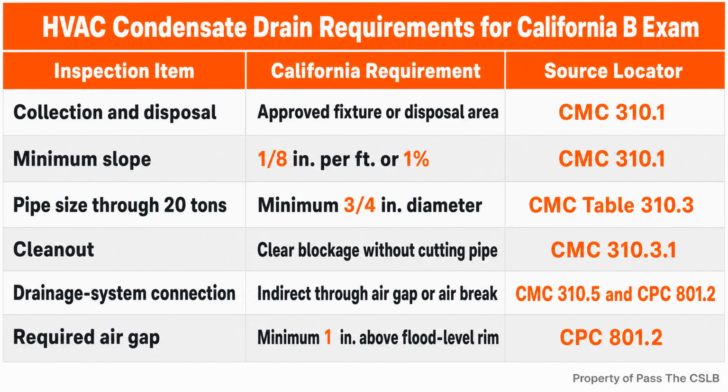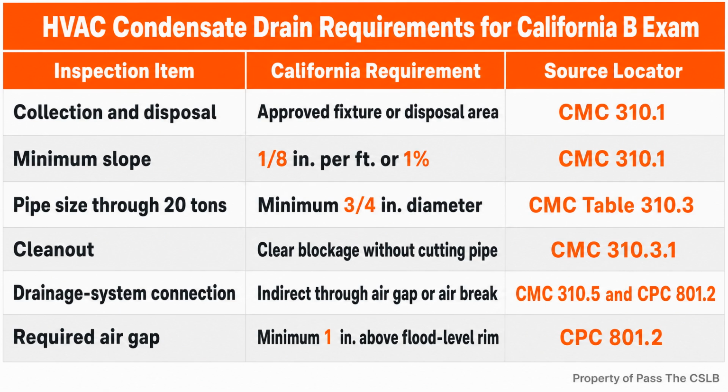I put the primary requirements together in one reference table because they work as a system. The normal drain needs an approved destination, at least 1/8 of an inch of fall per foot, a minimum diameter of 3/4 of an inch through 20 tons, an indirect connection when it enters a drainage system, and a cleanout that works without cutting. The required air gap dimension belongs in that same inspection picture, and I will explain it next.